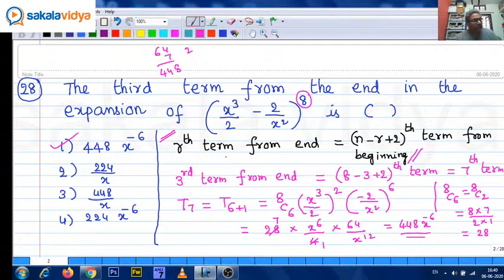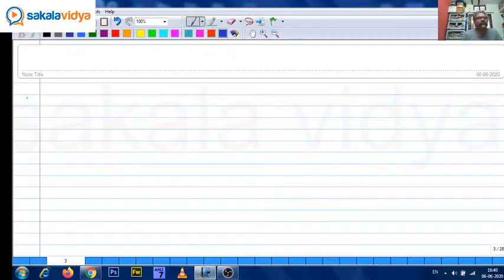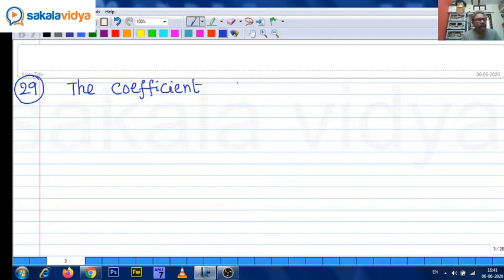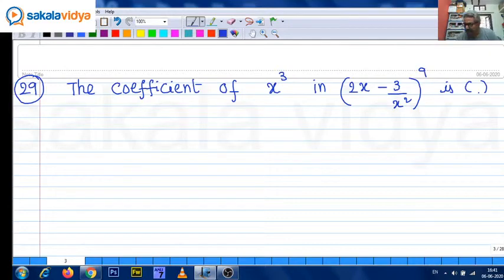Next let us move to the 29th question. The coefficient of x cube in (2x minus 3 upon x square) whole to the power of 9 is.